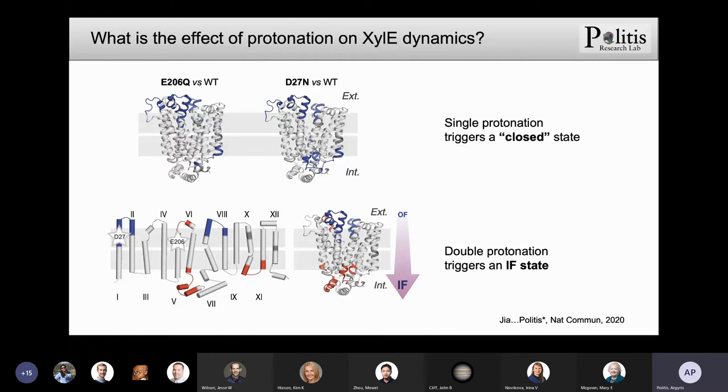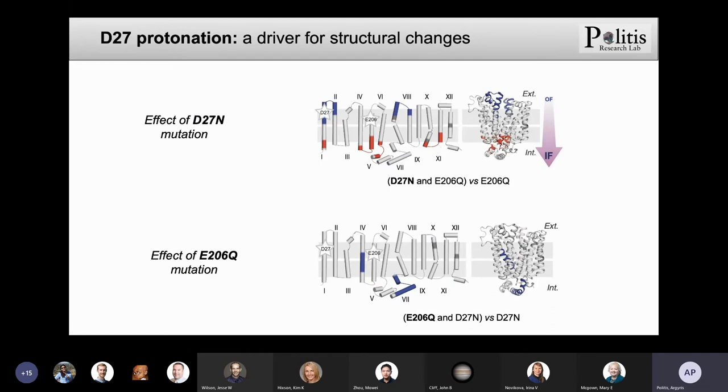While it's obvious that the double protonation has a significant effect on the dynamics, we don't know which one is the most important. So then we carried out experiments to see the effect of D27 neutralization or the effect of E206 neutralization. So we compared the double mutation versus the single mutation. We can see here that the D27 neutralization has actually shifted the equilibrium towards the inward-facing state, while it's not the same with E206. So we concluded that D27 is a driver for the structural changes in the XylE transporter.